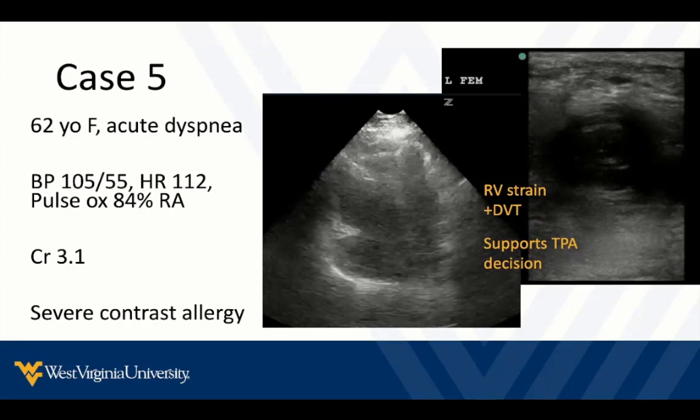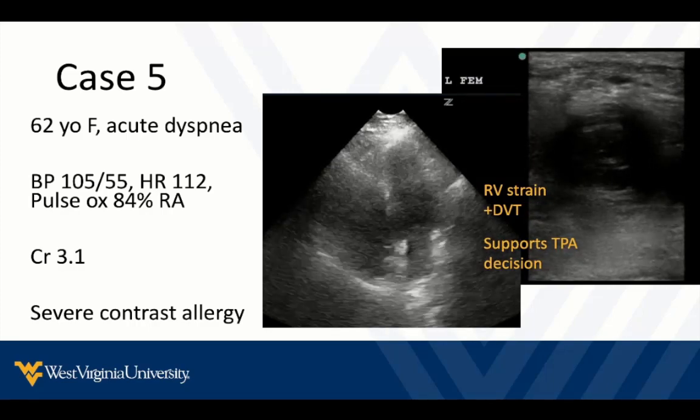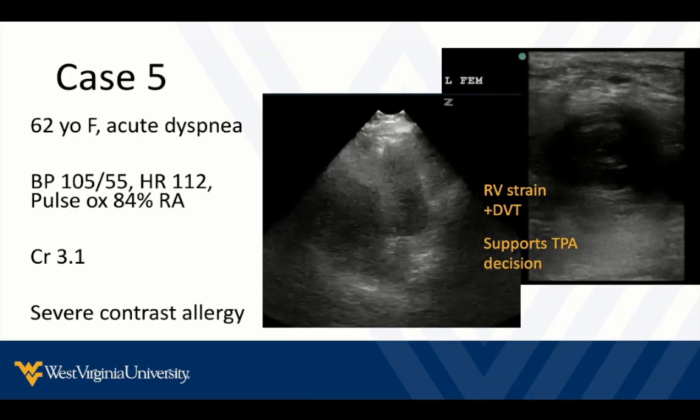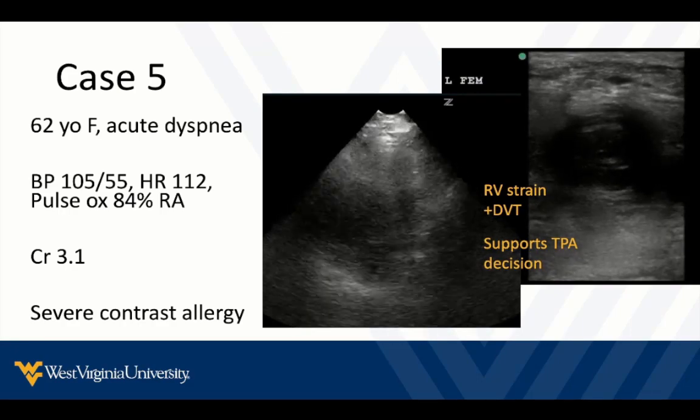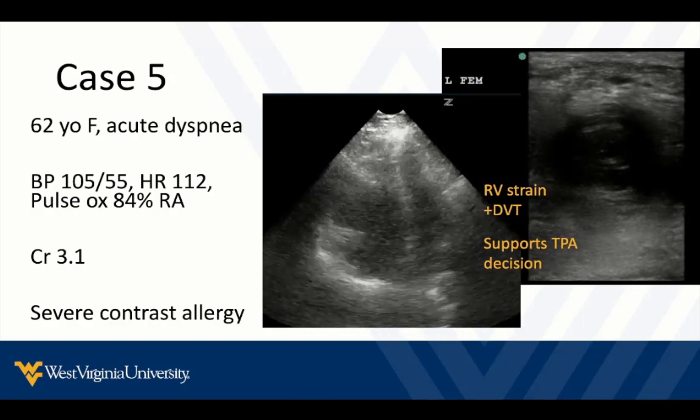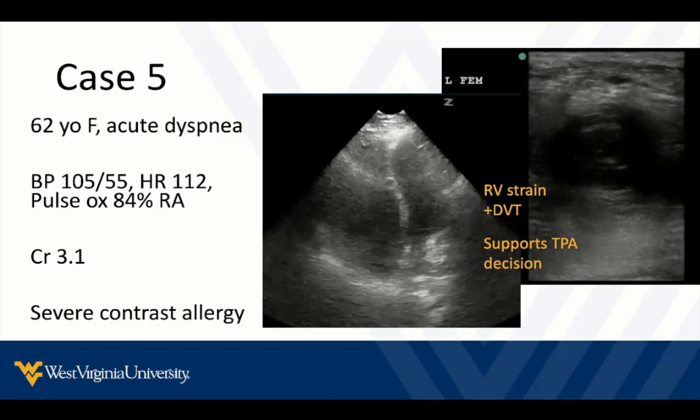And again, this would support the decision to administer TPA in this patient with a heart rate greater than systolic blood pressure and hypoxic respiratory failure. Again, not going to debate TPA or not, that's beyond our discussion today, but these findings would support that decision without a definitive CT-confirmed diagnosis of pulmonary embolism.